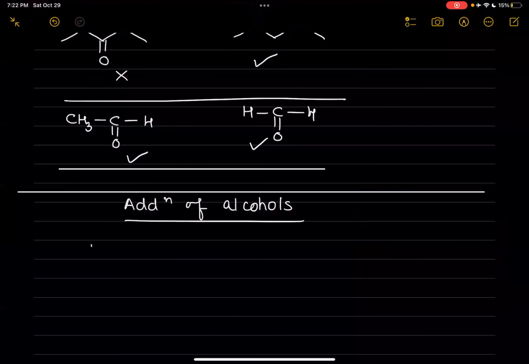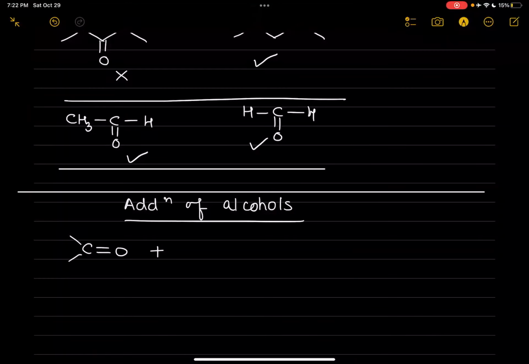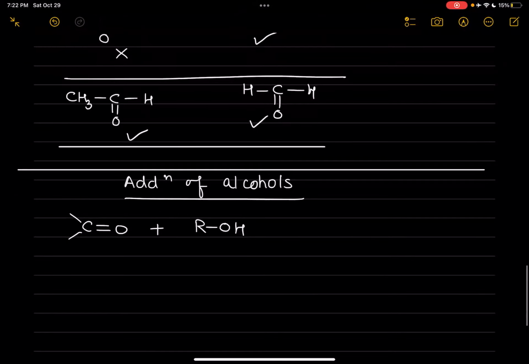Suppose you have an aldehyde or a ketone, and you add alcohol, so alcohol is ROH. Okay. So where should I put H and where should I put OR? Tell me.